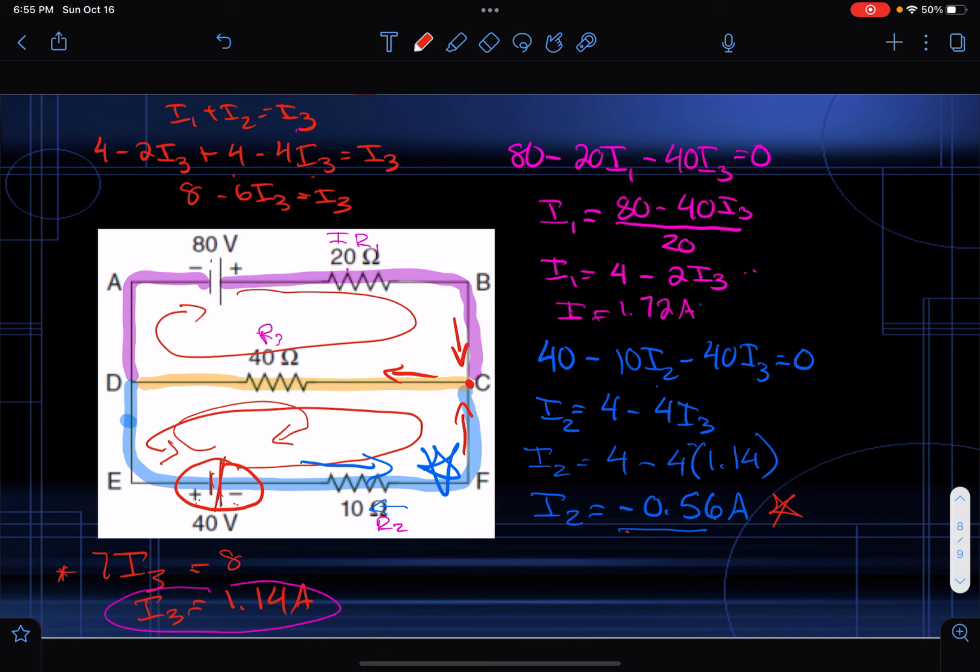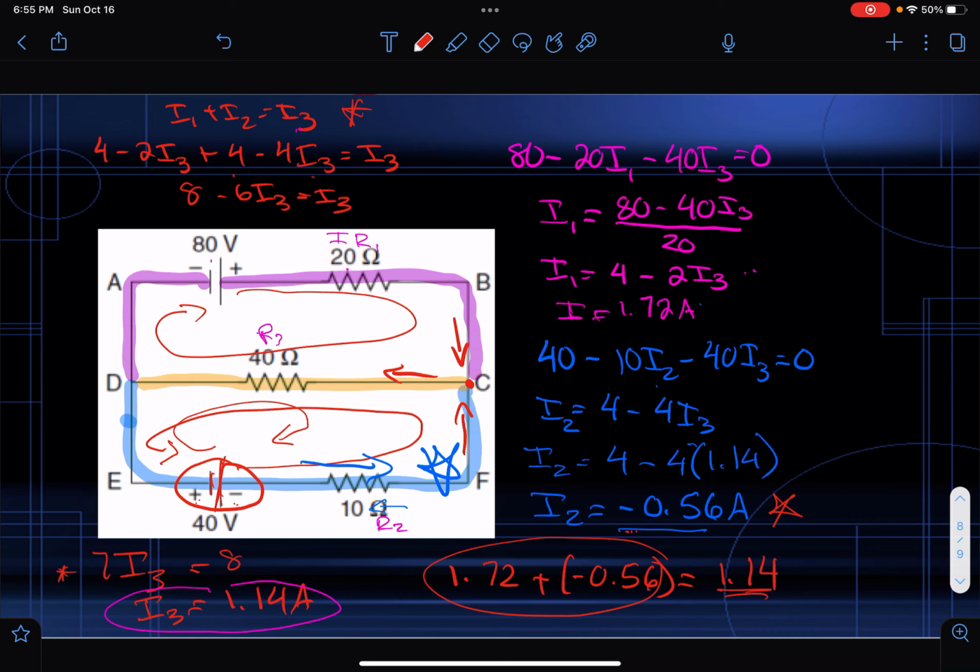I just know logically that this is going to be a 0.56 amp going through that. Okay, because then if we go back and actually test our theory here, that I1, which is 1.72, plus I2, which is negative 0.56, is equal to I3, which is 1.14, and it does in fact work out. In fact, I think it actually ends up being 1.16 when you do this, but I've got it on my calculator right here. Yeah, 1.16, which is pretty close to 1.14 with some rounding that we had to do.